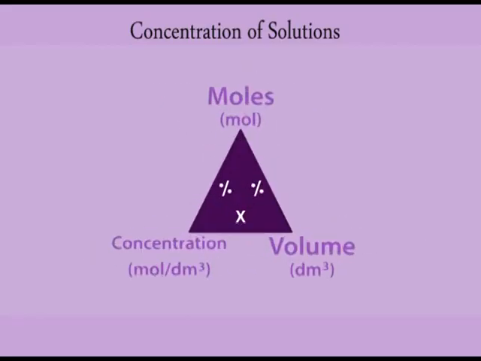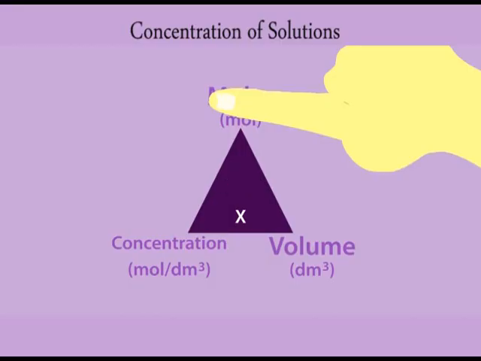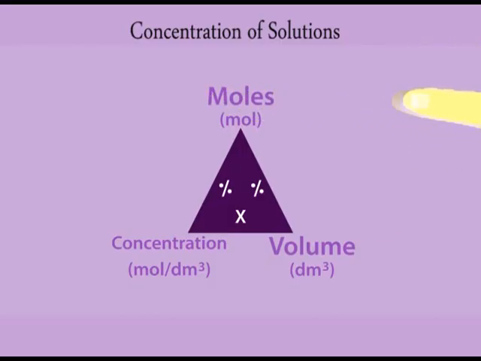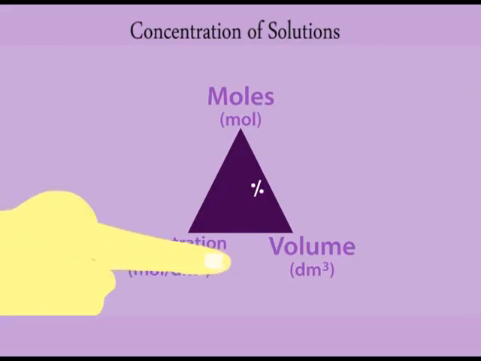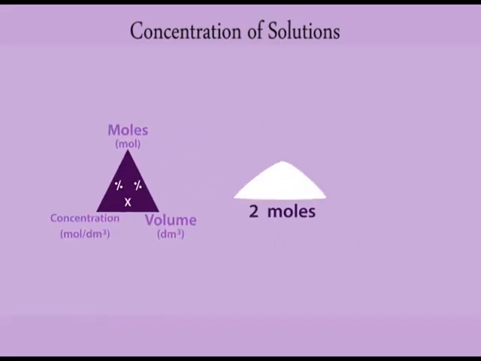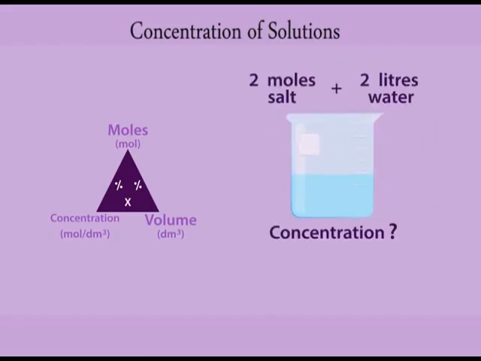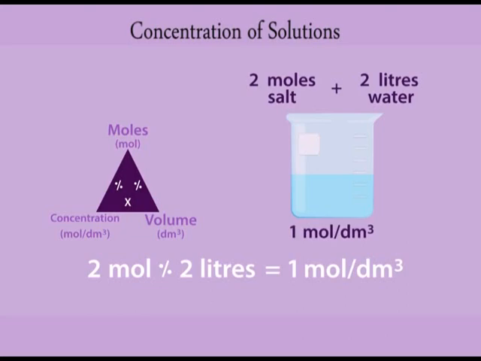You can find any of these quantities by covering the one you are looking for. For example, to find moles, you multiply concentration by volume. To find concentration, you divide number of moles by the volume. If you have 2 moles of salt dissolved in 2 liters of water, we can calculate the concentration of the solution. 2 moles divided by 2 liters will give us 1 mole per liter, or 1 mole per cubic decimeter.